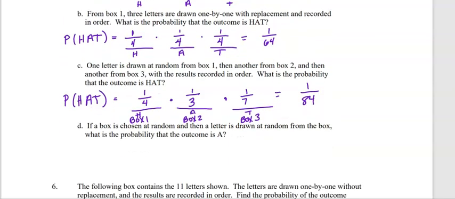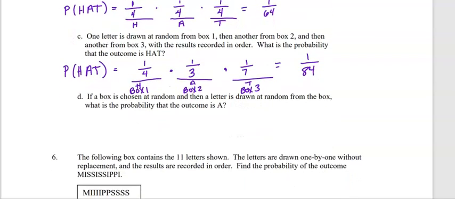All right, question D, this one's a fun one. If a box is chosen at random and then a letter is drawn at random from the box, what is the probability that the outcome is A? So we're going to randomly choose a box, and then out of that box, we're going to randomly choose one letter, and we want that letter to be an A.